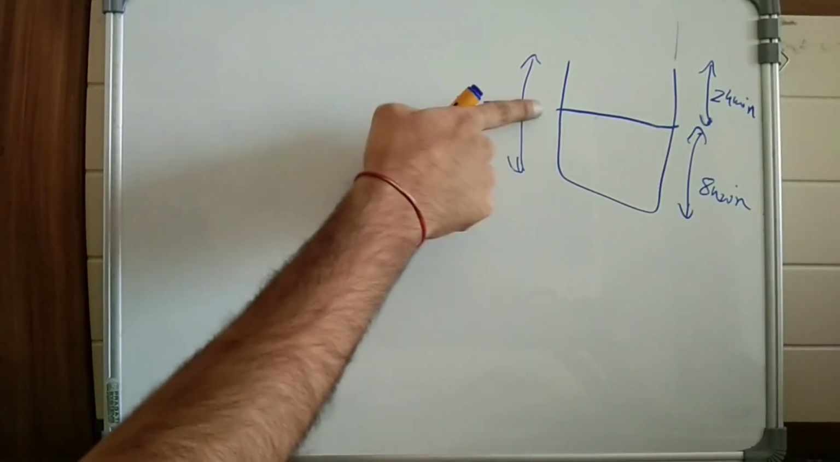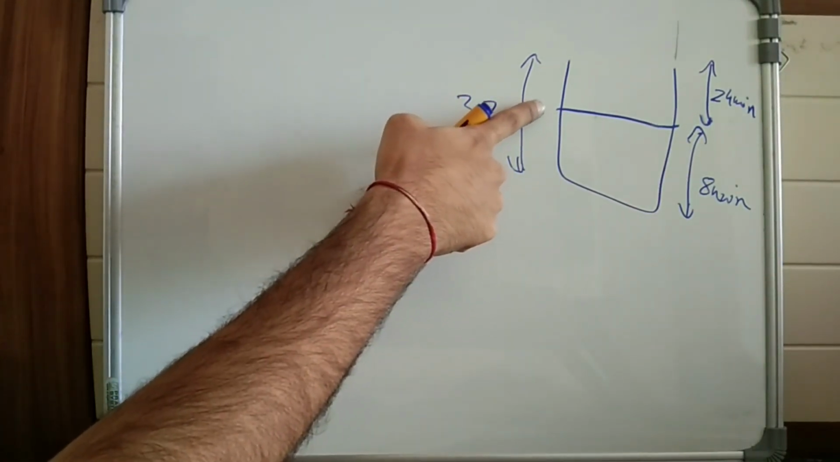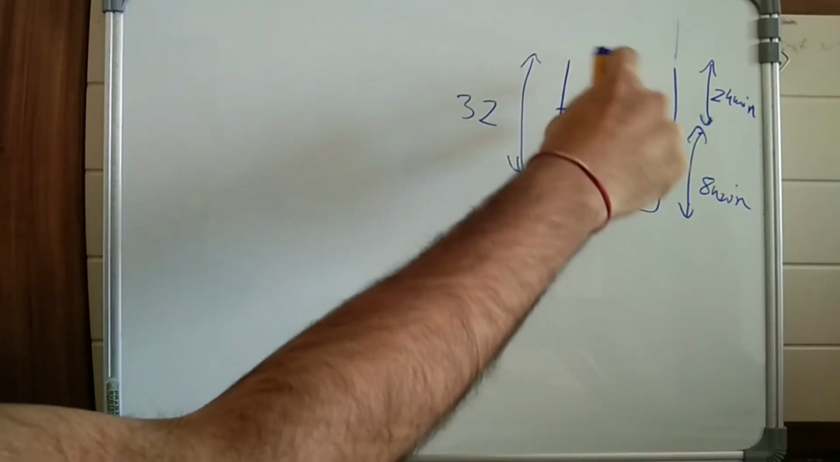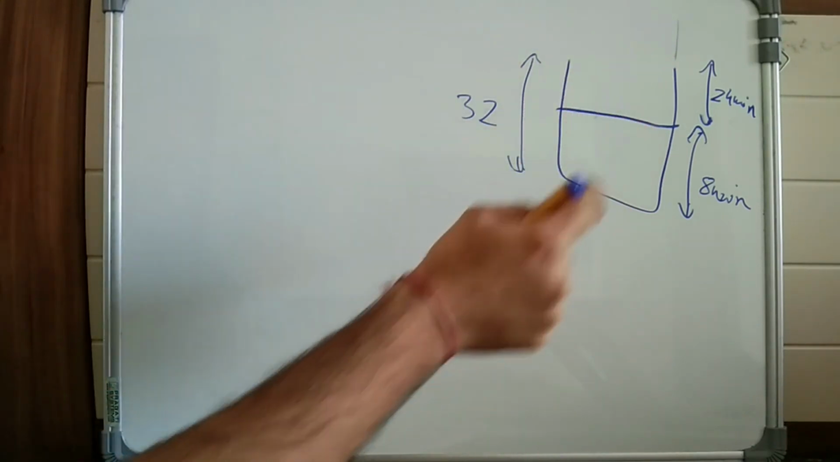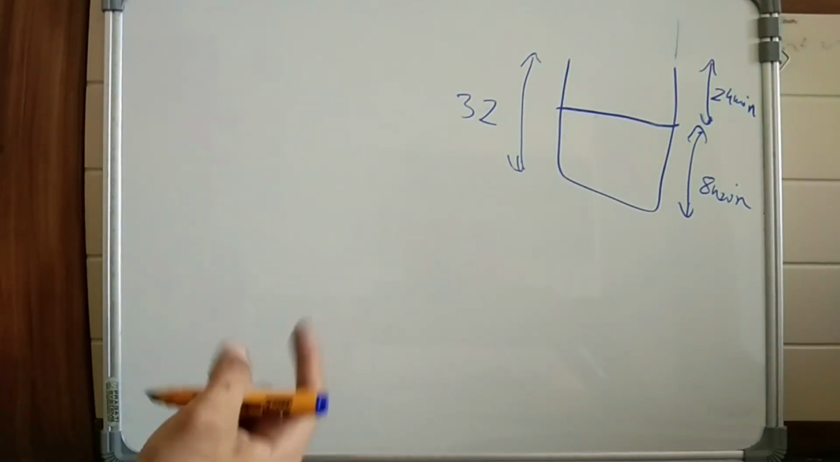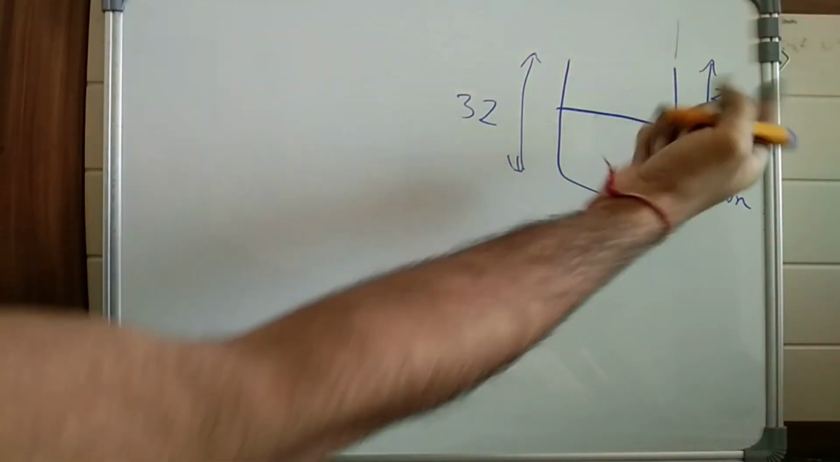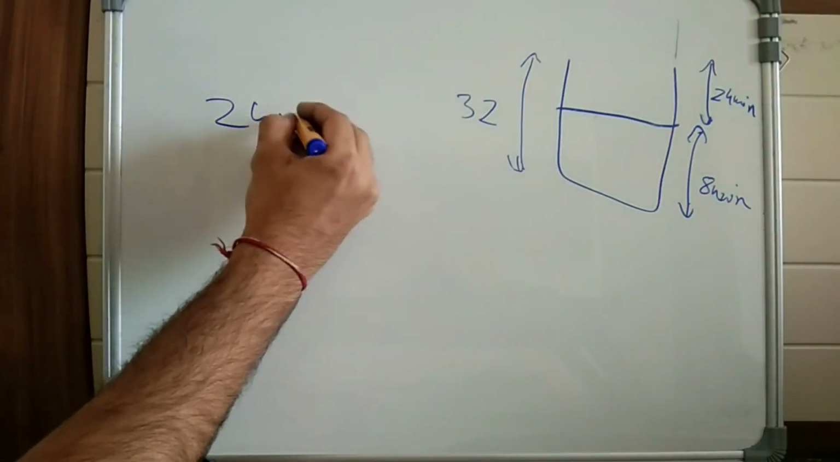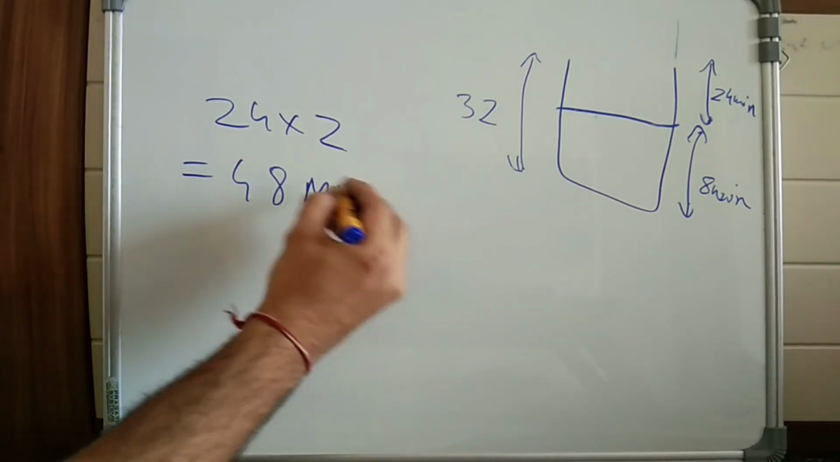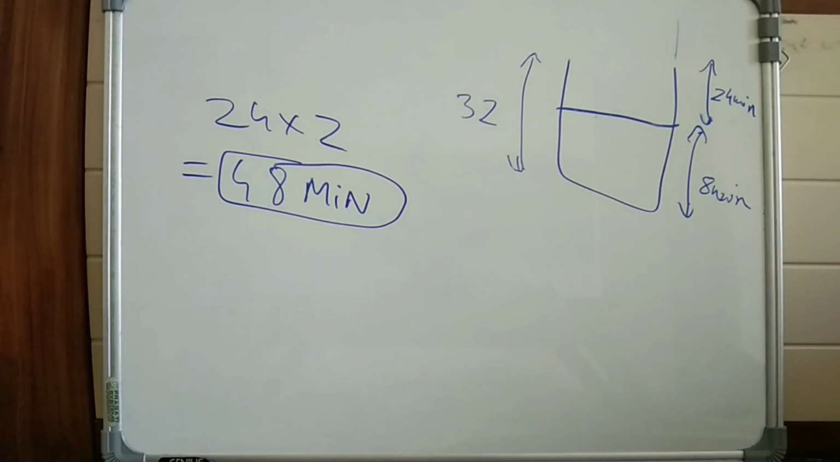when the leak is starting from here, when the tank is half full. If the leak is developed here, then it will take 24 minutes to fill this half. Okay, now the question says, had the leak developed right in the beginning, how much time would it take? Just double this, 24 into 2, that is 48 minutes. So 48 minutes is the answer.